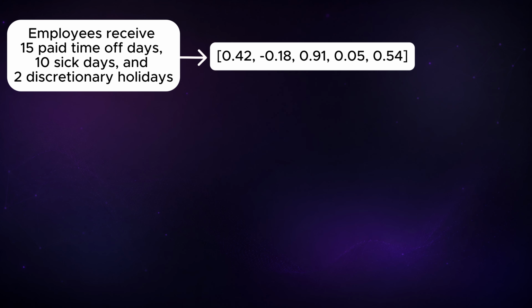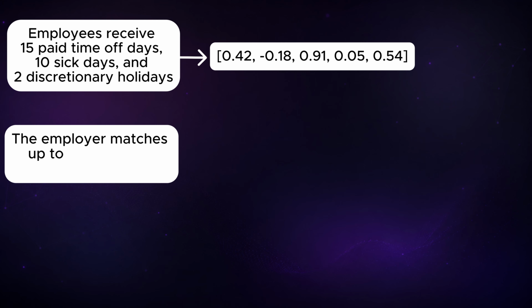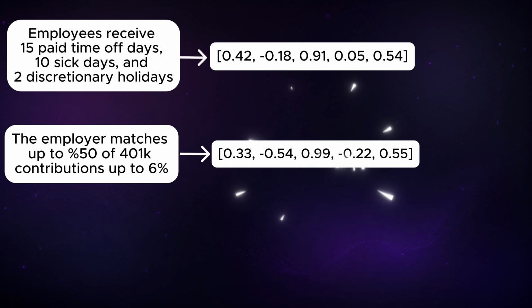That looks meaningless to us, but to the model, that actually means something. And maybe there's another chunk in our employee handbook that says something like, the employer matches up to 50% of 401k contributions up to 6%. And then it turns it into a vector embedding that looks like this, okay? And then it does that with all the chunks. Maybe we have hundreds or even thousands of chunks, and it embeds each one of those chunks.